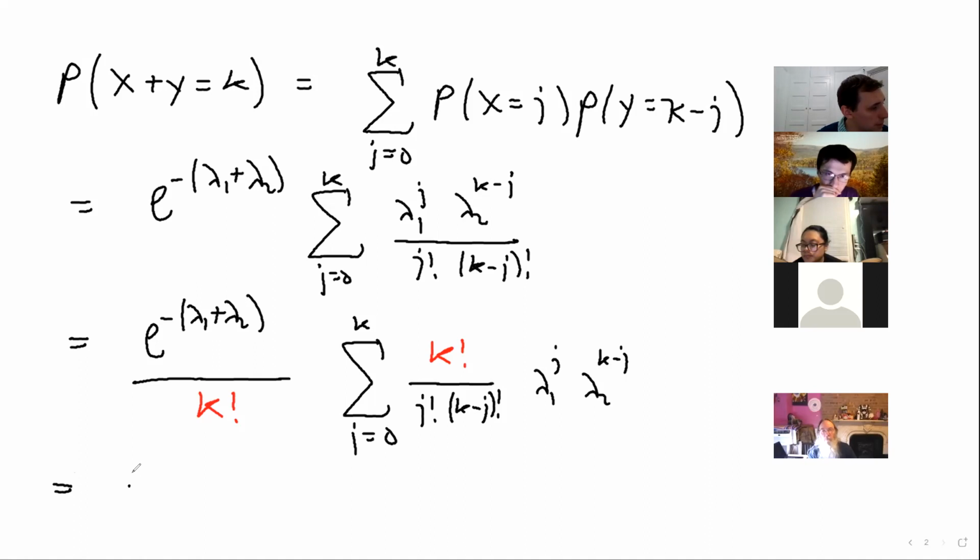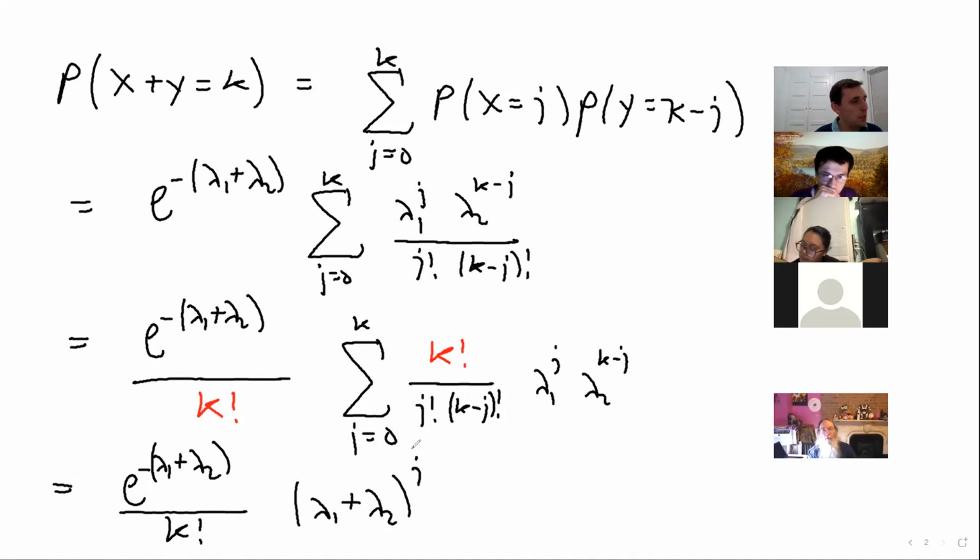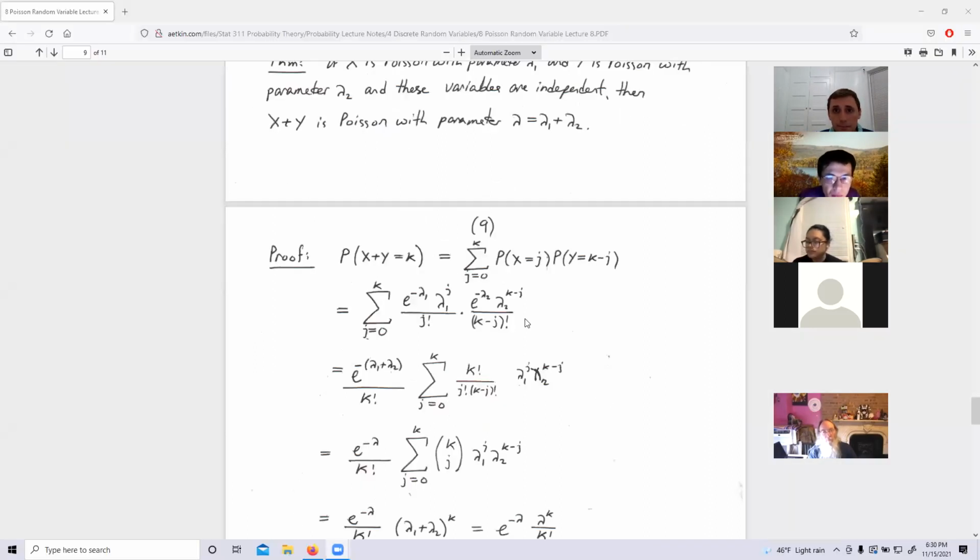So this is just simply e to the minus lambda 1 plus lambda 2 divided by k factorial, lambda 1 plus lambda 2 to the power of k, which verifies that they are distributed according to Poisson with the different parameter, the sum of the expected values. Good.